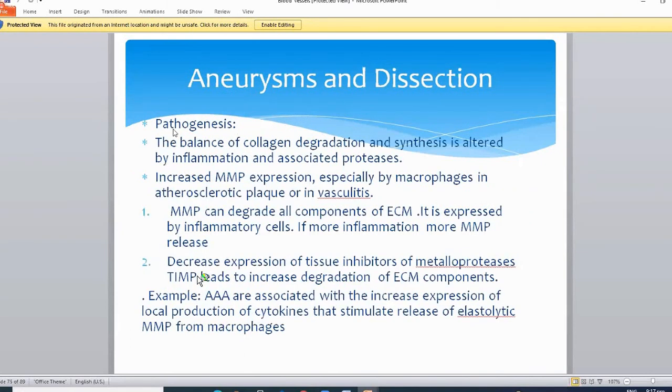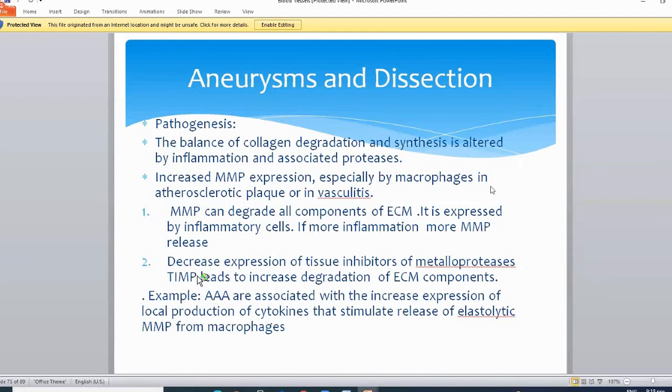So pathogenesis is based on the balance. Either collagen is defectively formed, or collagen is excessively degraded, or synthesis is altered. So the balance of collagen degradation and synthesis is altered in cases of inflammation, and associated proteases can lead to lysis of the vessel wall, or increased matrix metalloproteinase expression.